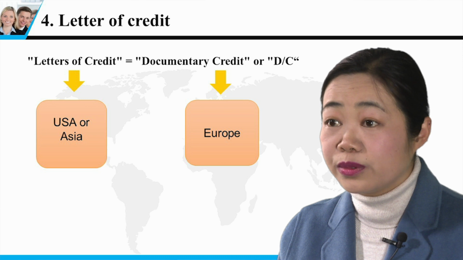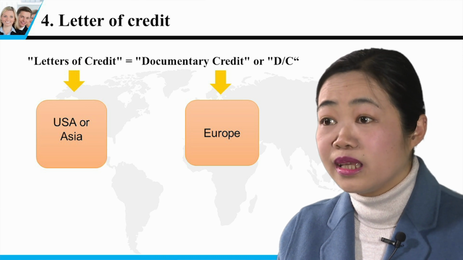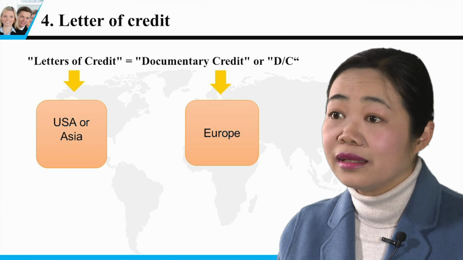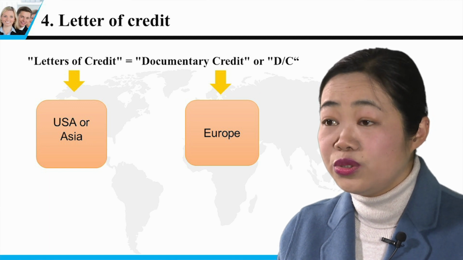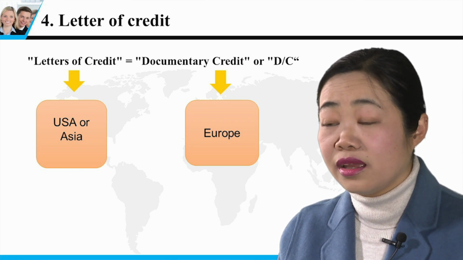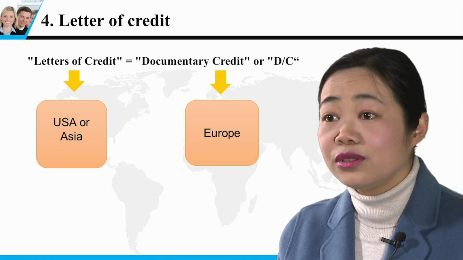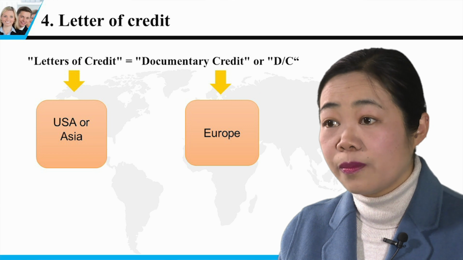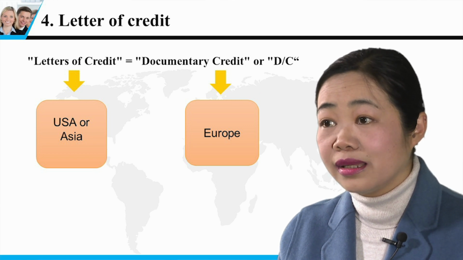Now, let's come to an irrevocable letter of credit. It cannot be amended or cancelled without the consent of all parties. The terms letter of credit and documentary credit mean the same thing. Exporters, importers, and bankers in some parts of the world, like the United States or Asia, tend to use the term letter of credit or the abbreviation LC, while in other areas, like Europe, people prefer to use documentary credit or DC.